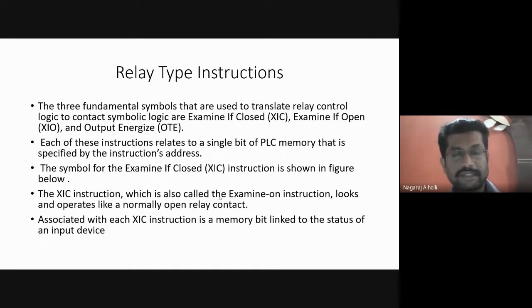Associated with each XIC instruction is a memory bit linked to the status of an input device. Every instruction comes along with a memory location, or address, written along with it. That memory location is inside the PLC, where the status of the input and output devices is maintained. If the status of the input device is true or on, then a 1 is stored in the memory location in the PLC. If the status of the input device is 0, off or false, then a 0 is stored in the memory of the PLC.